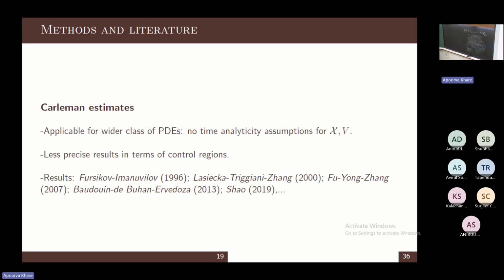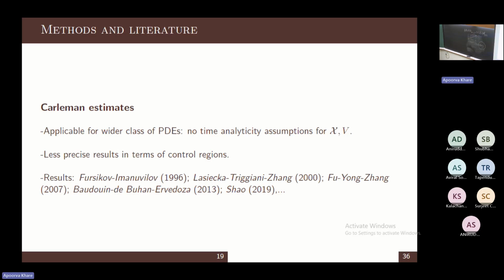Finally, Carleman estimates are another approach to solve control problems. The good thing about this is they are applicable to the biggest class of PDEs without any analyticity assumptions. However, if you are gaining something, you are also going to lose something, which is that the control regions you get are not the best possible ones. The microlocal or GCC approach gives the best control region result.